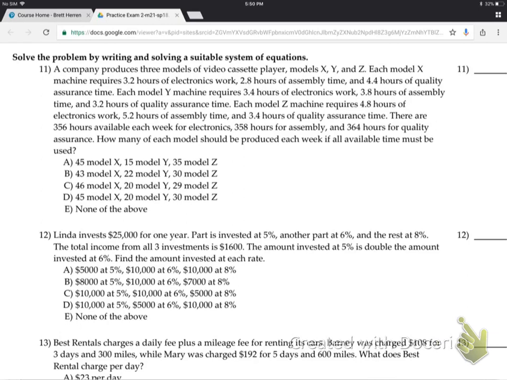So number 11. Okay, so this is a big problem here. Always put the variables on the top. So I'm going to go x, y, z. How do you know those are the variables? Because that's all my answers are: x, y, and z. So my variables. And what are the things we're talking about? Electronics, and assembly, and quality assurance time. So let's put the numbers in there. They go with those.